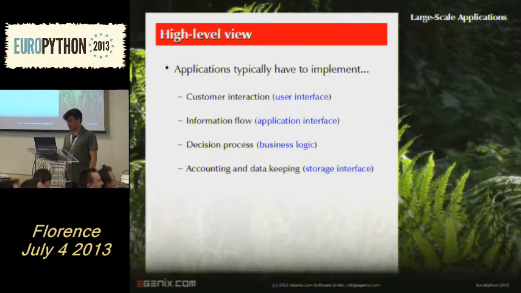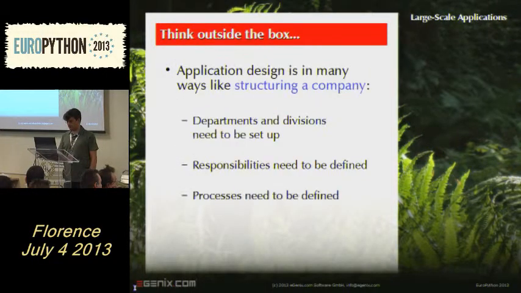So the application will have to deal with a number of things. You have to have a user interface. You have to have an application interface because you need to define how the information flows through your application. Then you have to have business logic. You need to implement all the different interactions between the data objects that you have in your application, define certain constraints and implement those. Finally, you have to have a storage interface, obviously. You need to store the information somewhere.